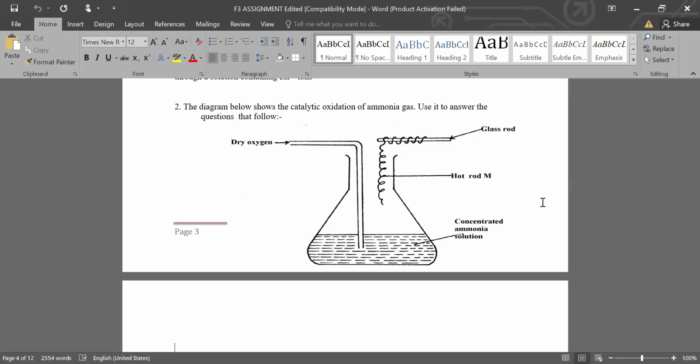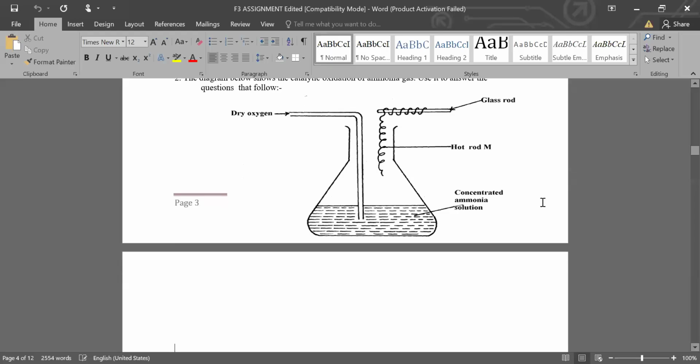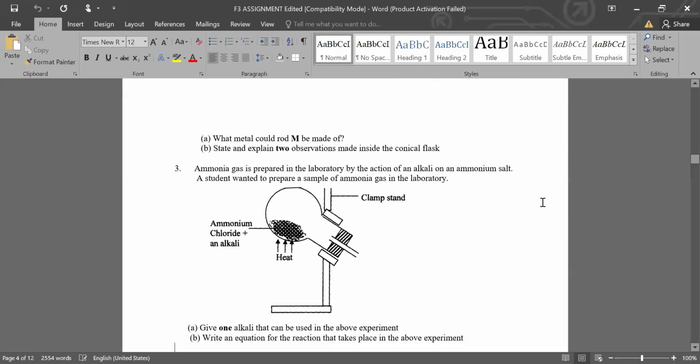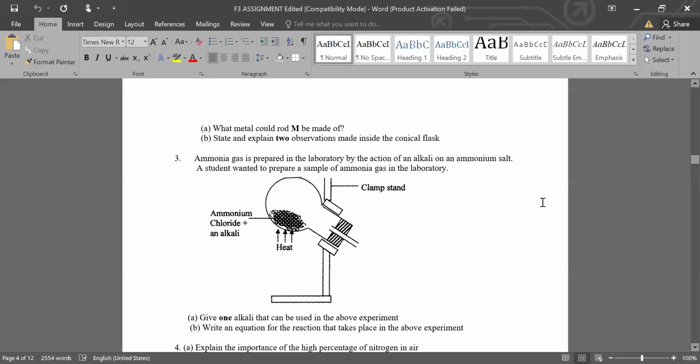We can check down to the next question. The question that is next there after the diagram. What is M? I have said M is platinum. State and explain two observations made in the conical flask.